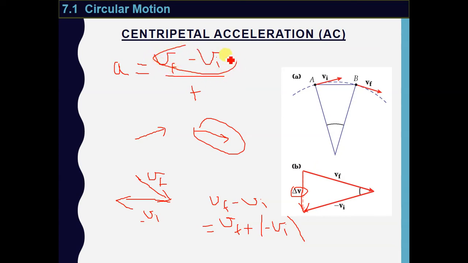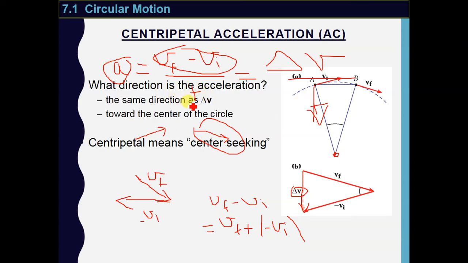So this is delta V, and delta V gives you the direction of what? Of acceleration, because acceleration is equal to delta V over time, right or no? Delta V over time. So the direction of delta V is the same direction as acceleration. So the direction of acceleration is always toward the center. See, the ball is moving like this, and we found that the direction of the acceleration is down here, toward the center.